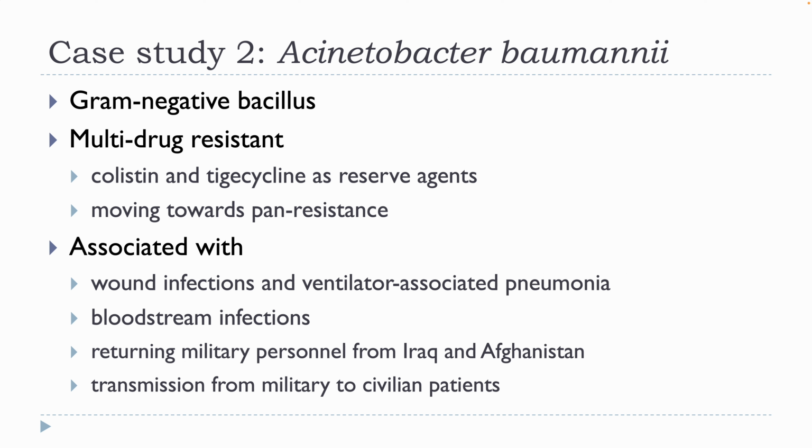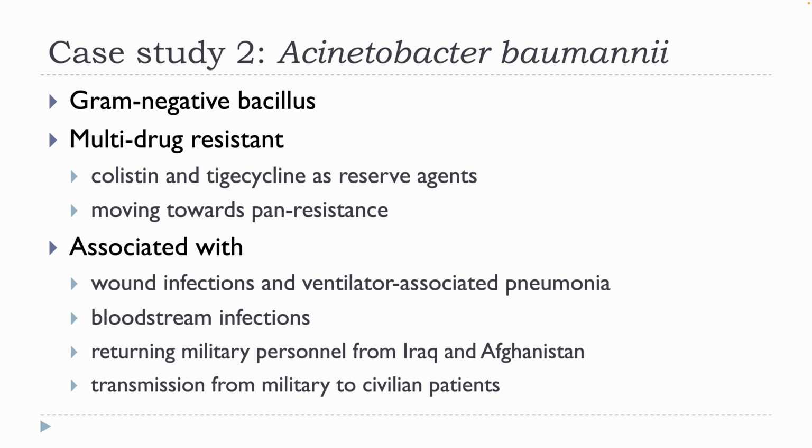Okay, now we're going to move on to case study 2, which is on Acinetobacter baumannii. Now, this is a gram-negative bacillus, gram-negative rod. It is typically multi-drug resistant, and basically there's a couple of agents, colistin and tigecycline, which are reserve agents. But this is one of the organisms that's probably gone most towards pan-resistance, where there's really nothing in the drugstore that we can use to treat infections. That's the way it's looking as we're moving forward.